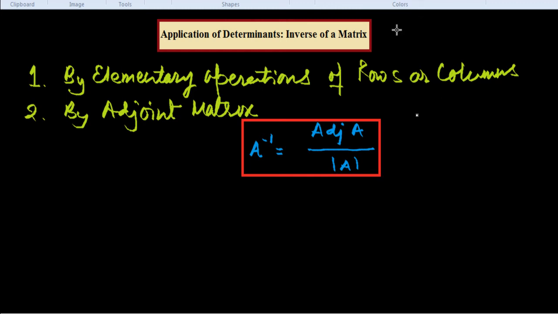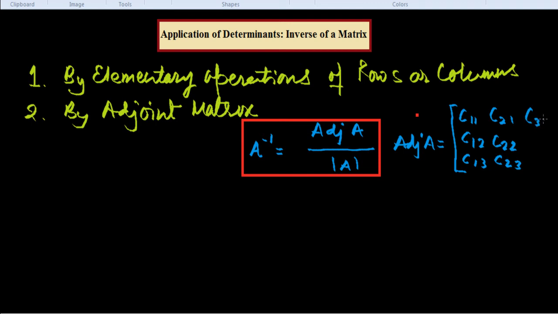And adjoint A, what is adjoint A? I would like to explain it here. Just a moment, I change the color first. Adjoint A is the transpose of the matrix of the cofactors C11, C12, C13, C21, C22, C23, C31, C32, C33. This is the transpose of the matrix of the cofactors of a matrix.